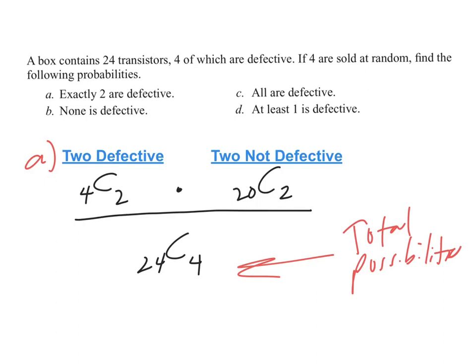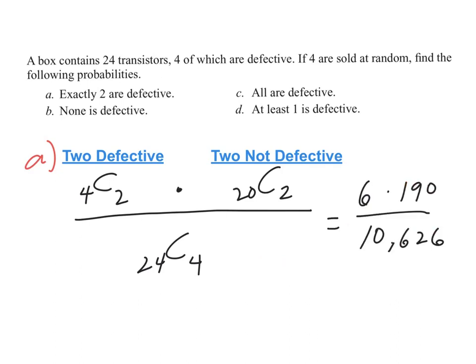So now go ahead and do the math and see what you come up with. You can put it in a fraction or a decimal. I don't care. I have both ready to go. If you did it right, mathematically, here's what you end up with. 4 choose 2 is 6. 20 choose 2 is 190. And 24 choose 4, 10,626.